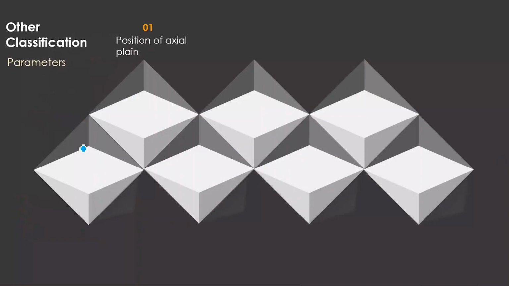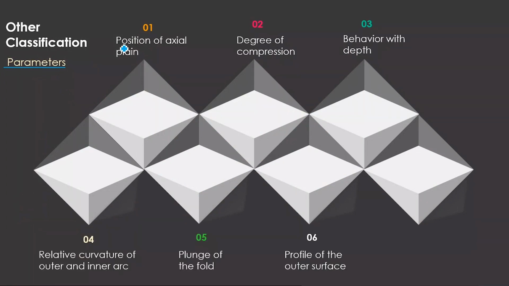And if you see, these classifications are based on a number of different parameters. Based on the position of the axial plane, which is what we just saw on the previous slide. Then it is based on the degree of compression, so sometimes the fold may be open, sometimes closed, sometimes gentle, or based on behavior with depth, that is, how the rock changes as we go down through the layers.